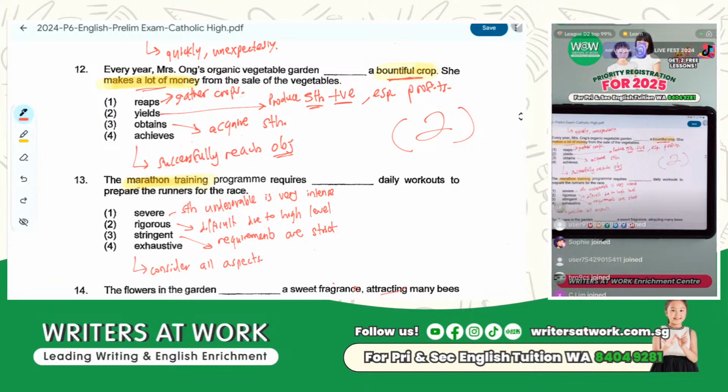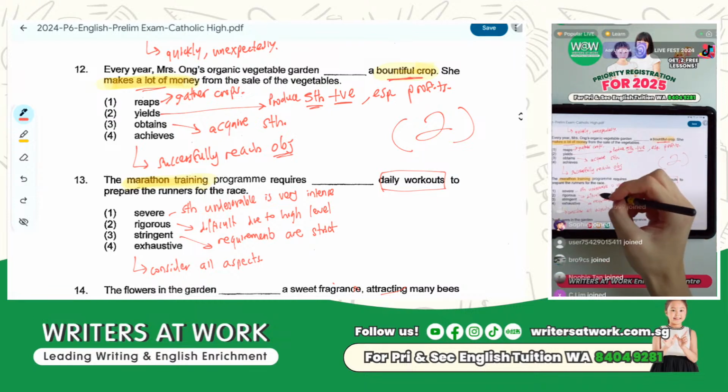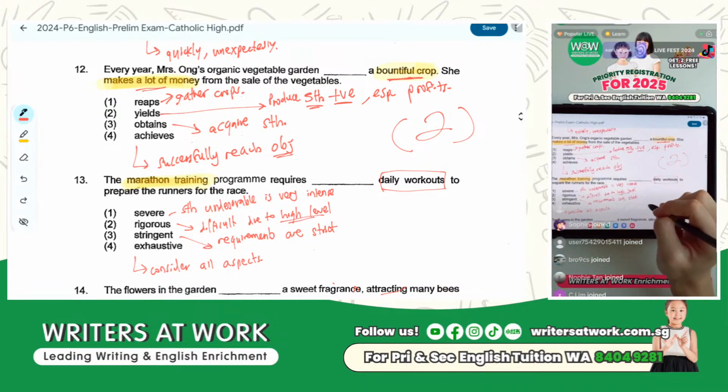Okay, because we are looking at how the daily workouts here may be very physically strenuous, it means that there's a high level of difficulty. Therefore, our answer would be number 2.